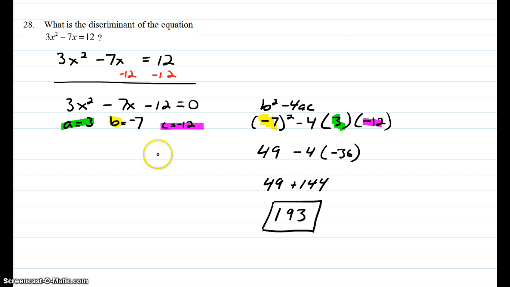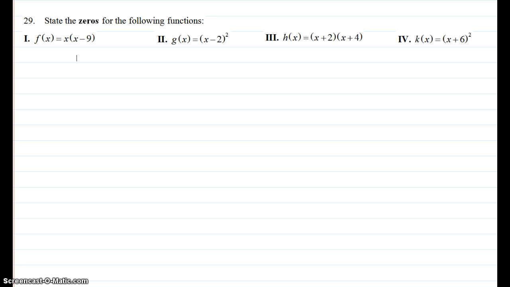So if the question asks how many solutions does it have, this one would have two real solutions because our answer is positive. Alright, 29, state the zeros for the following functions. So you can go ahead and just make these things equal 0.